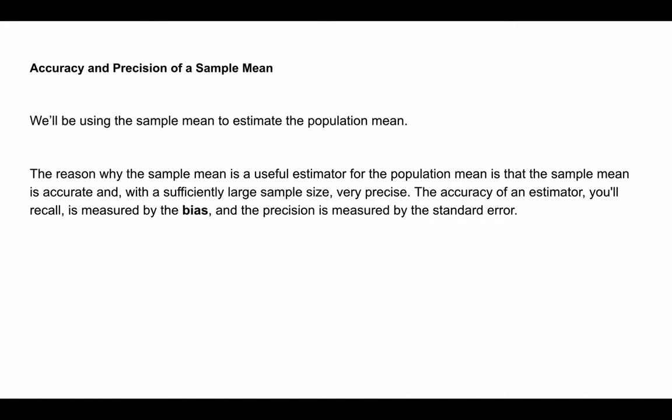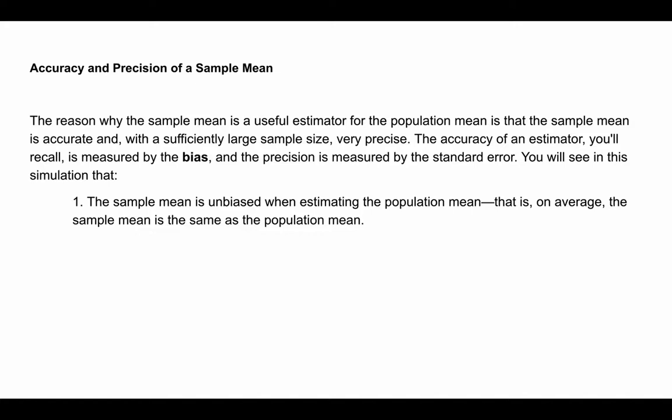The accuracy of an estimator, you'll recall, is measured by the bias, and the precision is measured by the standard error. So we're going to be using these two words in this video. The short version is that our sample mean actually is a pretty good estimate of the population mean, which we'll find.